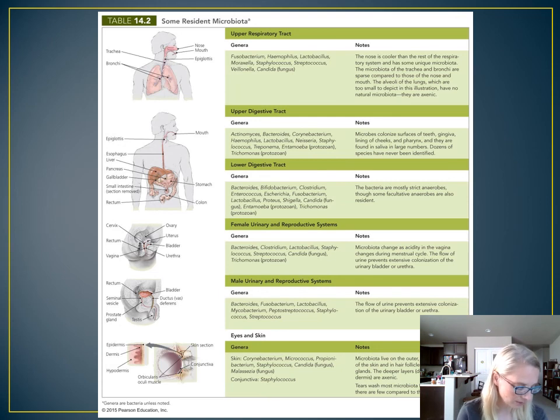Our next topic is going to be reservoirs of infectious disease and movements of microbes into the body.